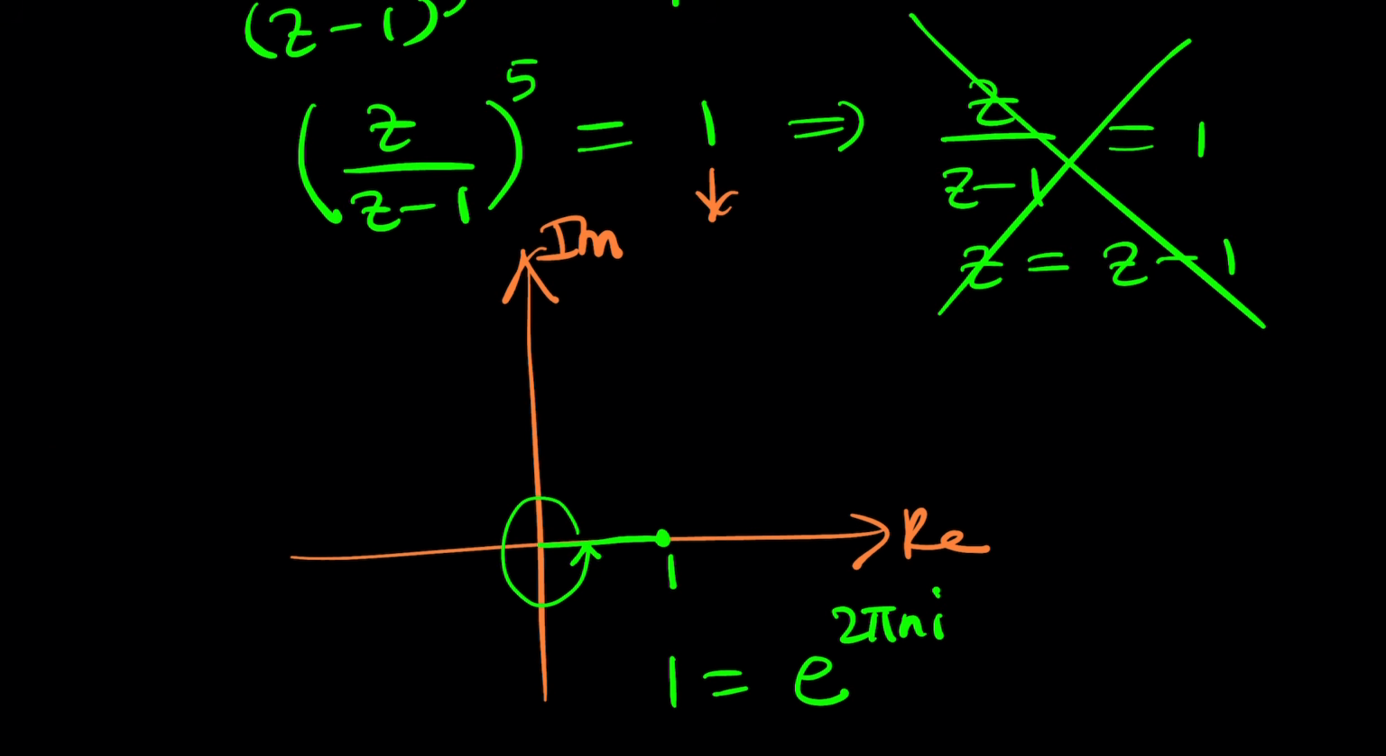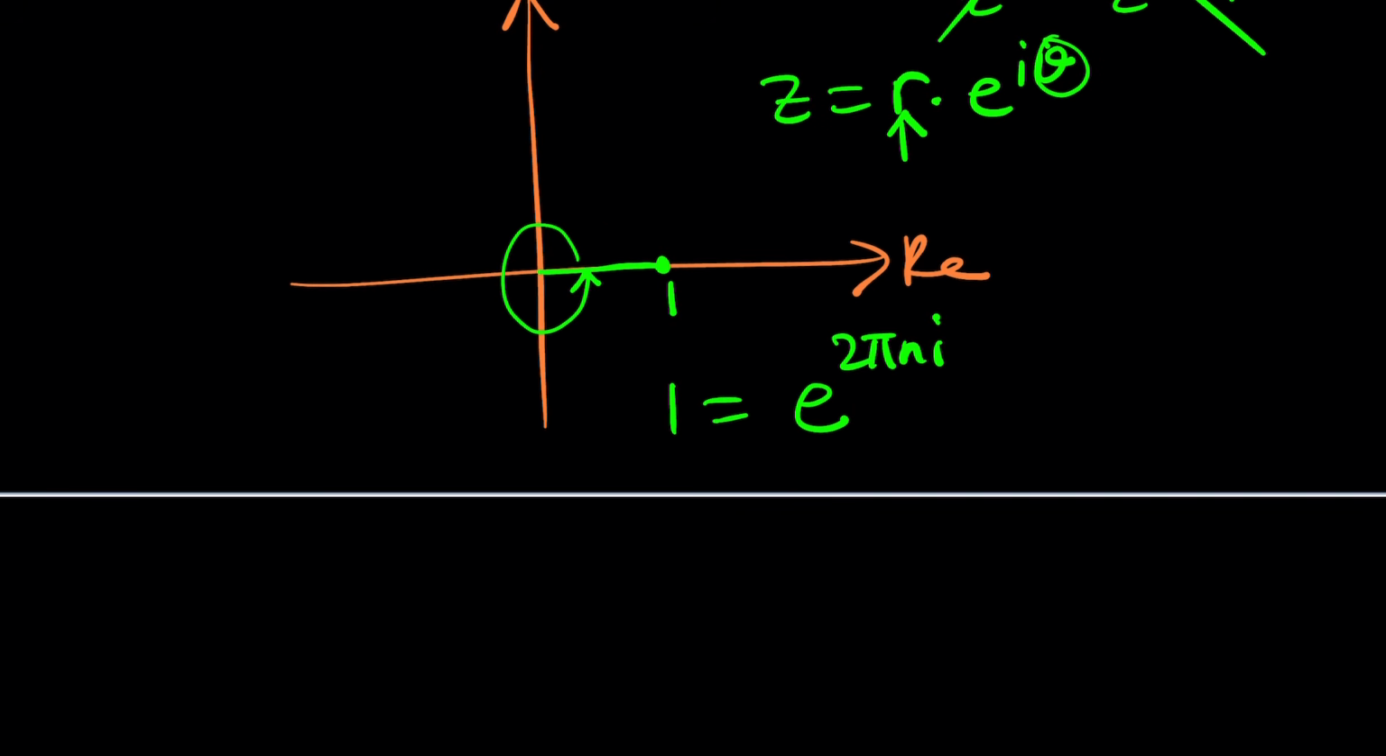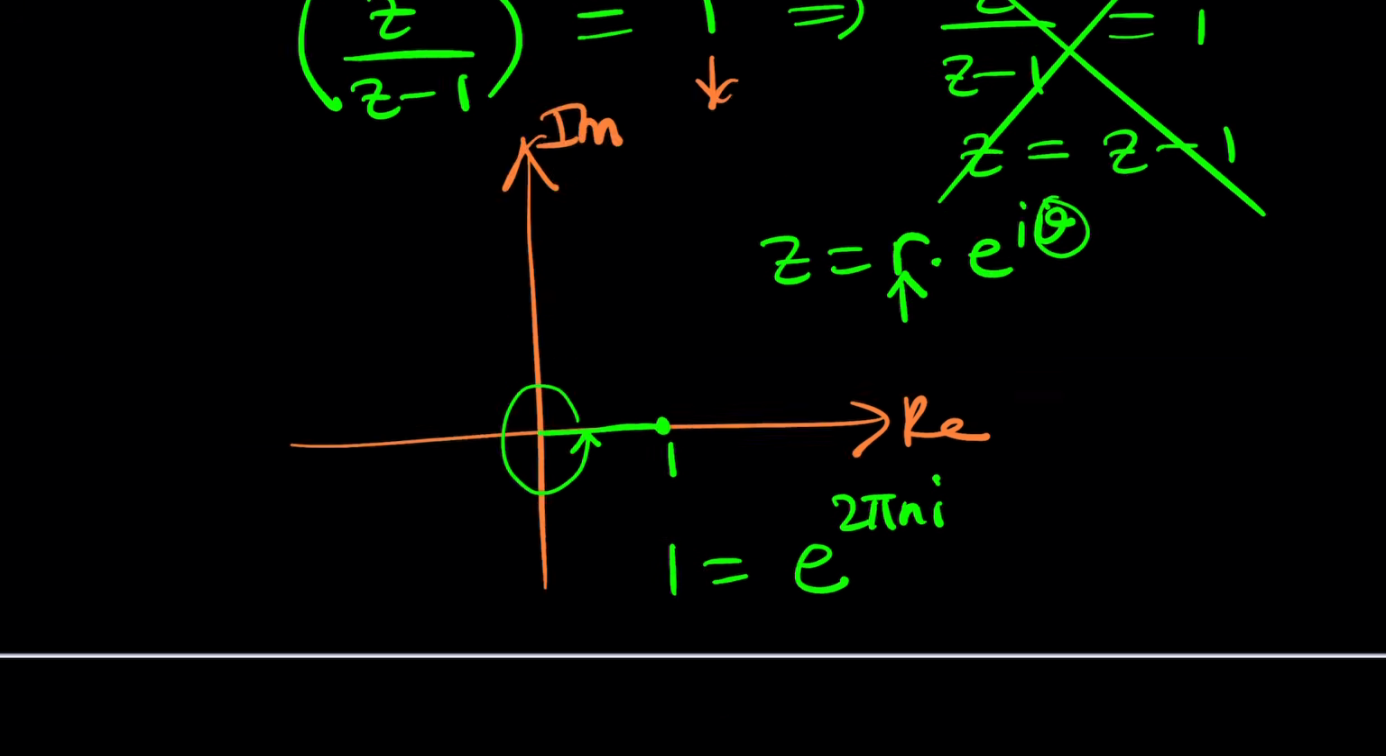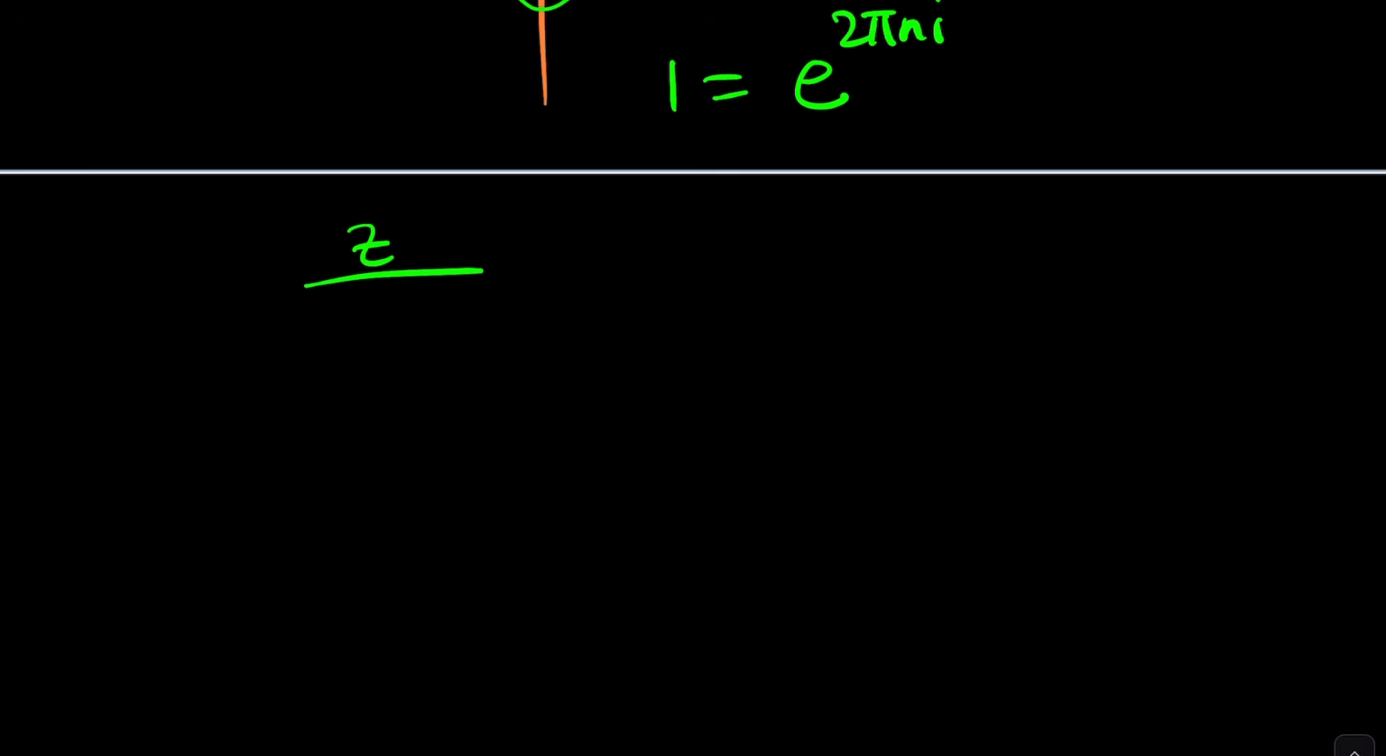I forgot to say, any complex number can be written as r times e to the i theta. r is the modulus, theta is the angle. In this case, the angle is 2 pi n, which is a multiple of 2 pi, and the modulus is 1, so we don't write it. In other words, you can replace 1 with that. That's called the complexification of 1.